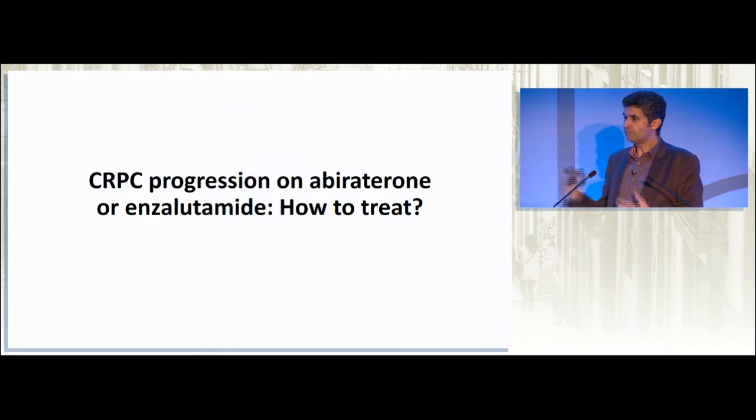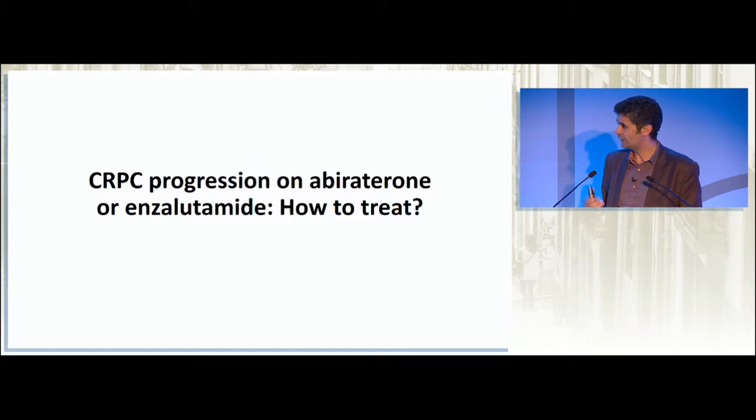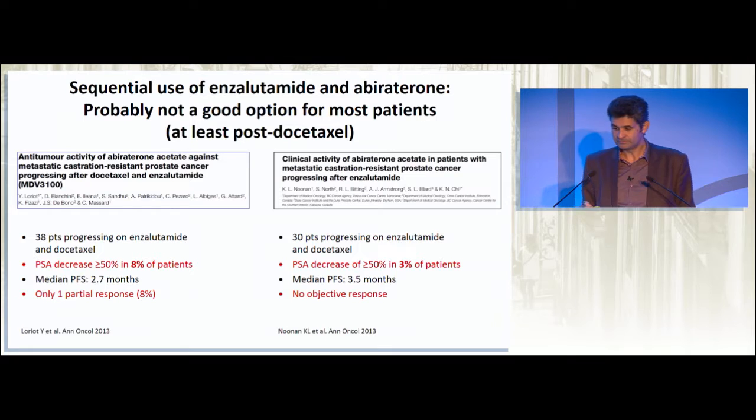Now, of course, many patients are now exposed to abiraterone or enzalutamide, and after some time, they are progressing. And we need to find better solutions for these patients. So how to treat them? The first data, I guess, including all our own data, were a bit depressing because they really showed that there is quite a high level of cross-resistance between the two compounds.